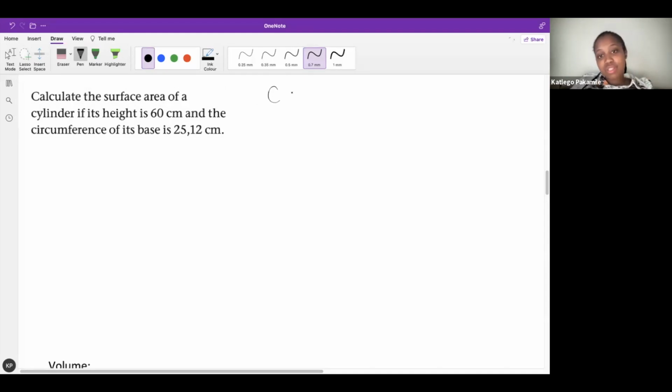Formula for circumference, 2 pi radius. But we have been given the circumference and we've been told that it is 25,12. So where do I substitute in my formula? Tell me the variable. Where do I substitute the 25,12? Thank you. C. So I'm going to say 25,12 equals 2 times pi times radius.